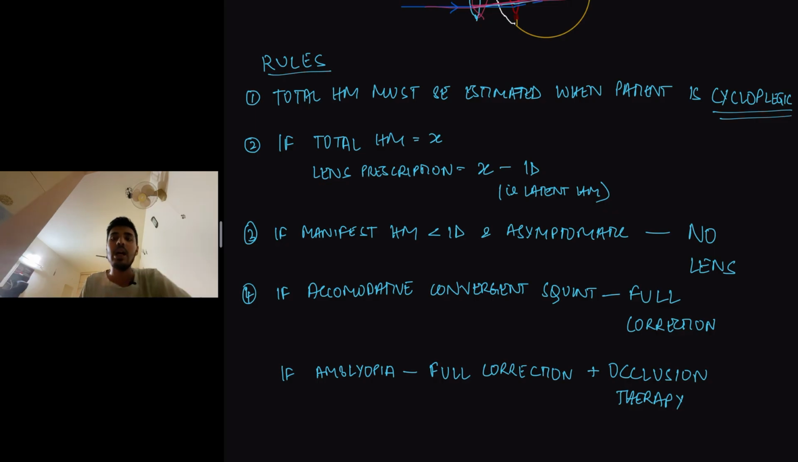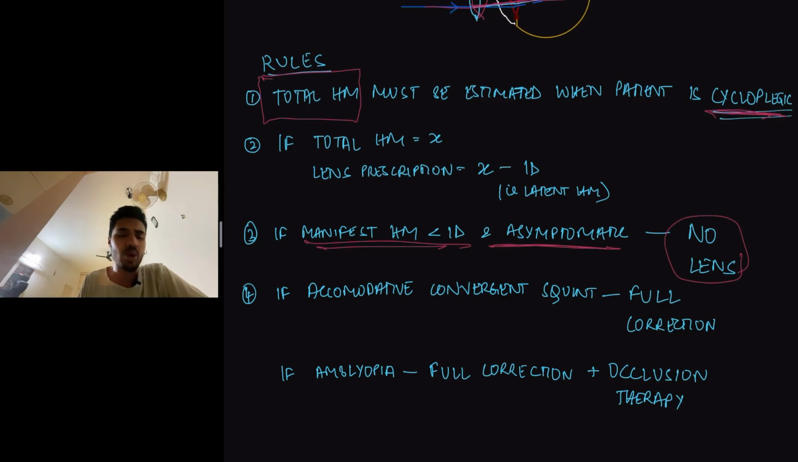First step is, under cycloplegia, you will check the total hypermetropia. Now, if the manifest hypermetropia is less than 1 diopter and the patient is asymptomatic, then no need for any lens. You don't even have to correct it. Basically, patient has asymptomatic hypermetropia, very, very low hypermetropia, which is being corrected with very, very mild accommodative effort.